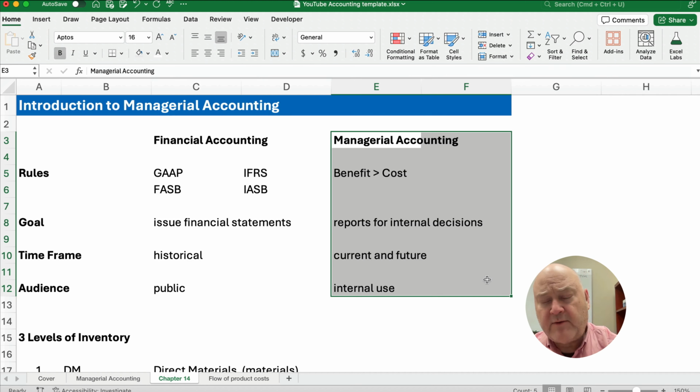And so our reports are for internal decision making, and so we try to figure out, what does our product cost? It is sometimes based on a budget, so not the historical use, but the current period and the future periods. What if we add more products? So we do some what-if analysis. And then the audience is for internal use. It's not public information. So managerial accounting is the extra information we need for decision making.